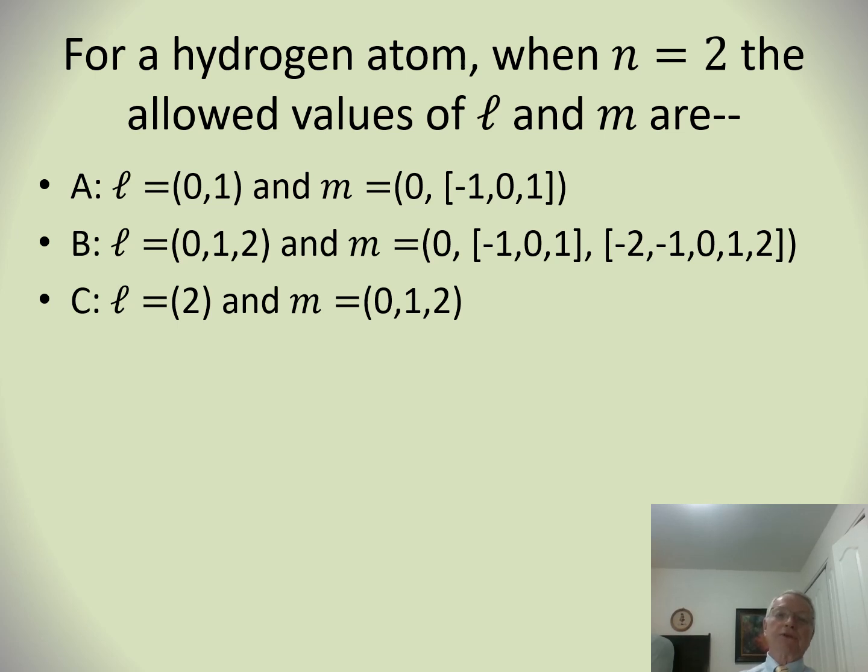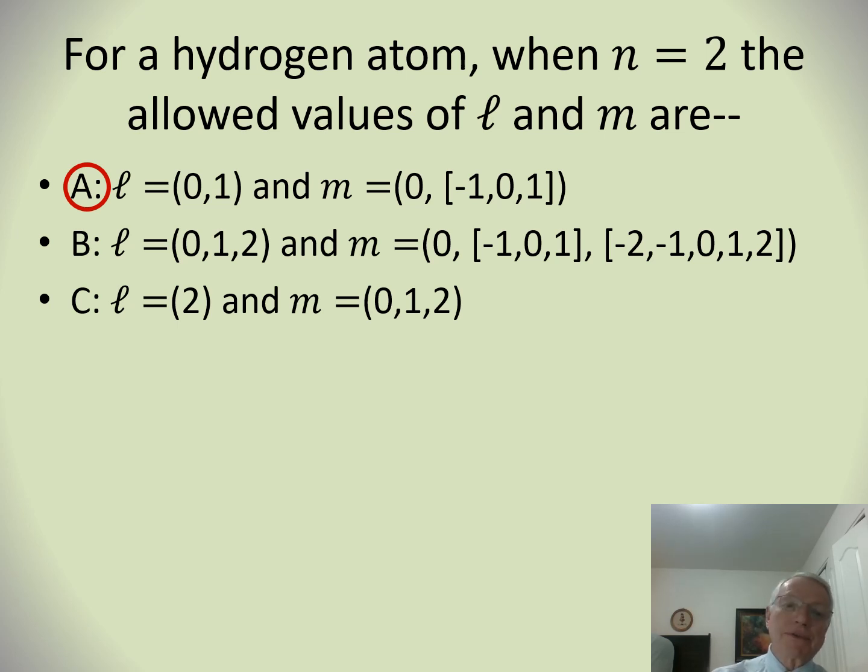All right, so I'll let you do one of these. For a hydrogen atom, when n equals 2, the allowed values of L and M are, so what can you have for L? Of course, it's not too hard, we just did this. I guess you could rewind the clip and look up the answer. Well, it's A. L can be either 0 or 1. If it's 0, you can only have M equals 0. And if it's 1, you can have minus 1, 0, and 1.